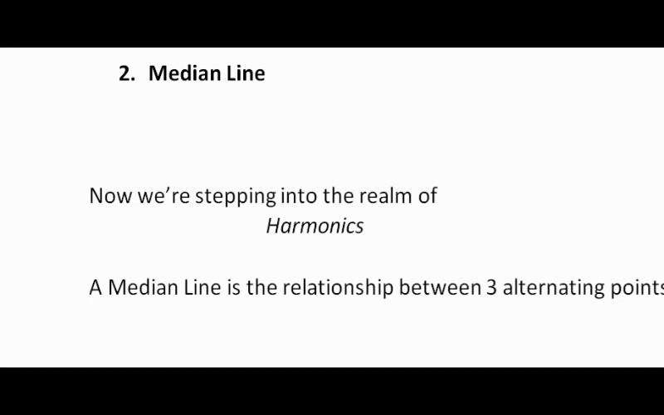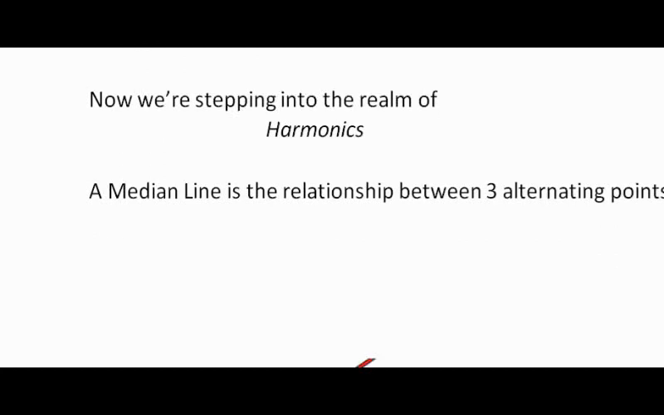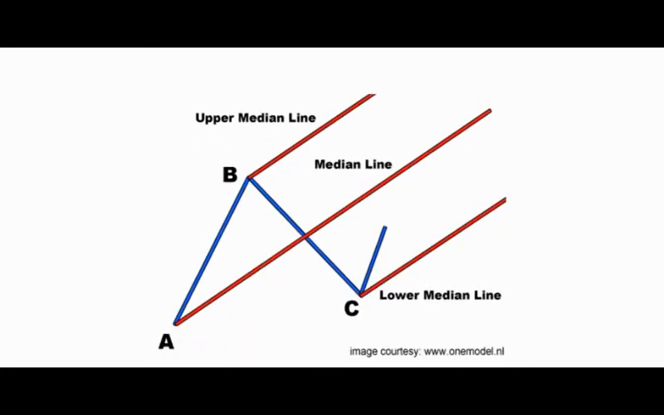So a median line is a relationship between three alternating points. All right. So these 3 points are alternating, and this is where we find the median line. So we have A, B, and C, and the median line is in the middle. So we have an upper median line and a lower median line, and then we have the median line. So you're looking at all 3 of these angles. All 3 of these angles should show you some piece of information.